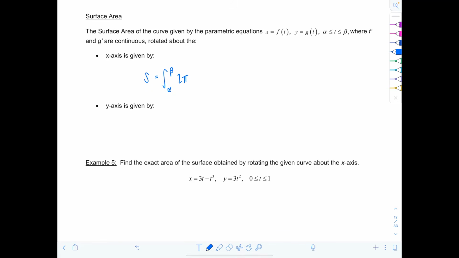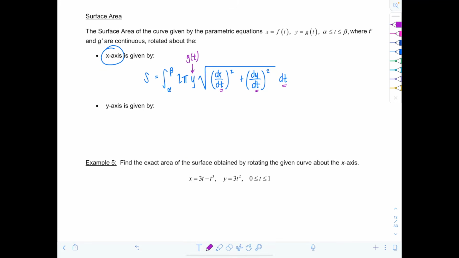We have 2 pi y if we're spinning around the x-axis. Okay, that's the radius. Watch the video again if you need a reminder why. And then the rest of it is the arc length portion of the formula. So this is the same: the square root of dx/dt squared plus dy/dt squared, dt, with t between alpha and beta. When you actually integrate, everything's with respect to t. So you replace this y with g of t.